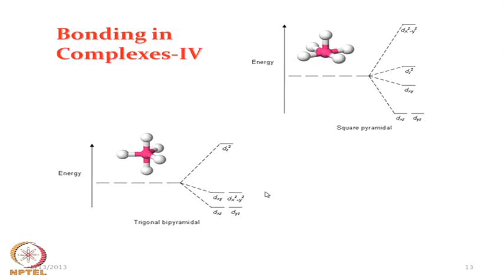So, we should be careful while writing this particular electronic configuration about which level is vacant. Here dx square minus y square is vacant, here dz square is vacant. So, we should not put any electron in the dz square level or the dx square minus y square level while writing the corresponding metal complex having a coordination number of 5 in these two geometries.